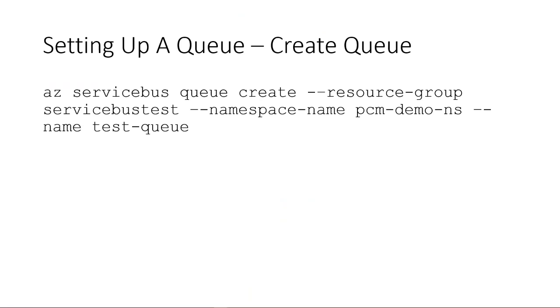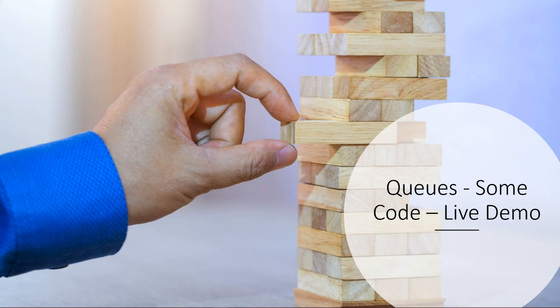And the same with creating a queue. So service bus queue create, give it a resource group, give it a namespace, and a name for the queue that you're creating. Okay, so queues. Let's have a quick demo of queues.